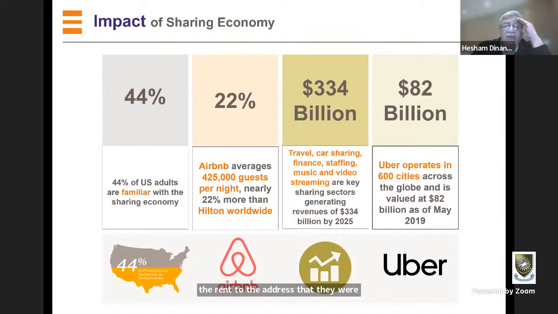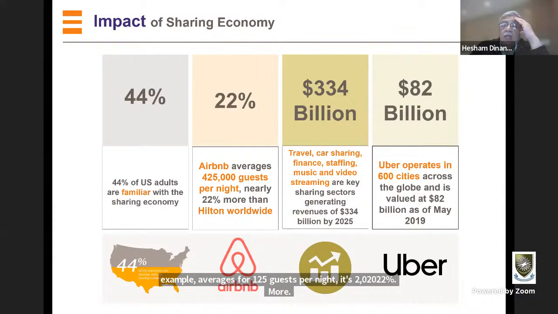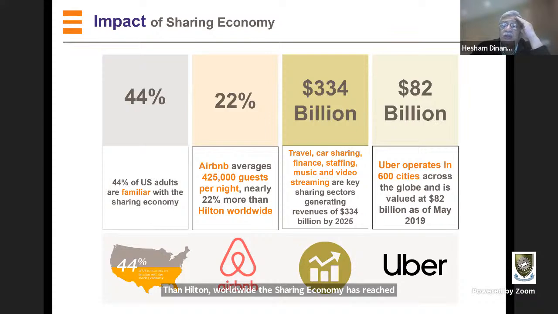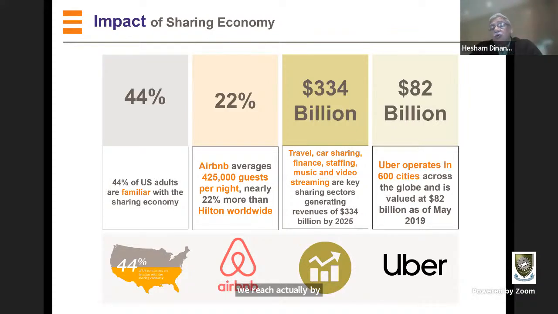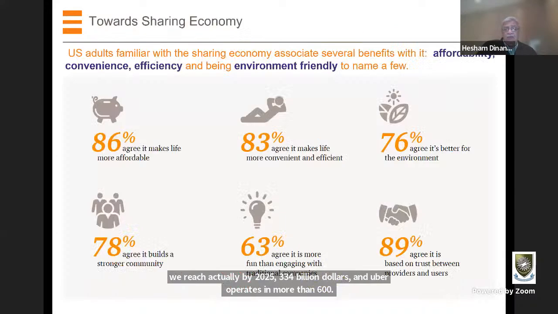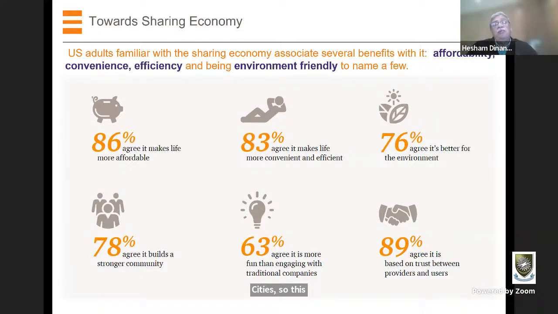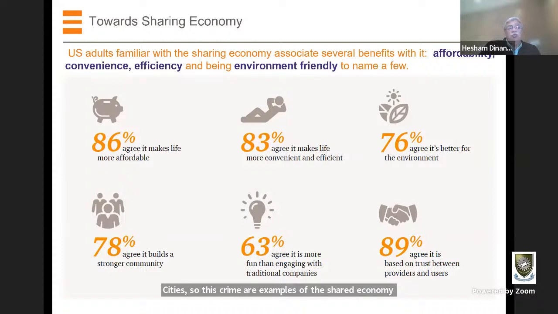44% of US adults are familiar with the sharing economy. Airbnb, for example, averages 425 guests per night. It's 22% more than Hilton Worldwide. The sharing economy has reached, or will reach actually by 2025, $334 billion, and Uber operates in more than 600 cities. So these are examples of the sharing economy and why people are going to be adopting the sharing economy more and more as we go.